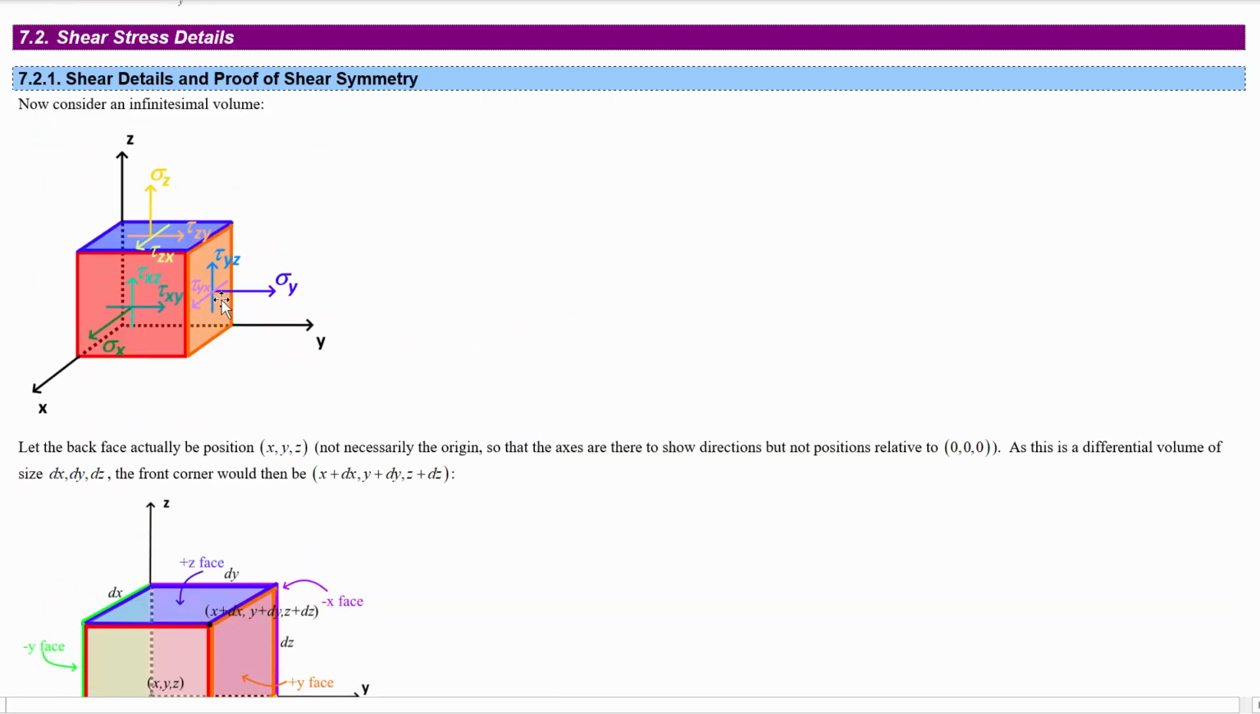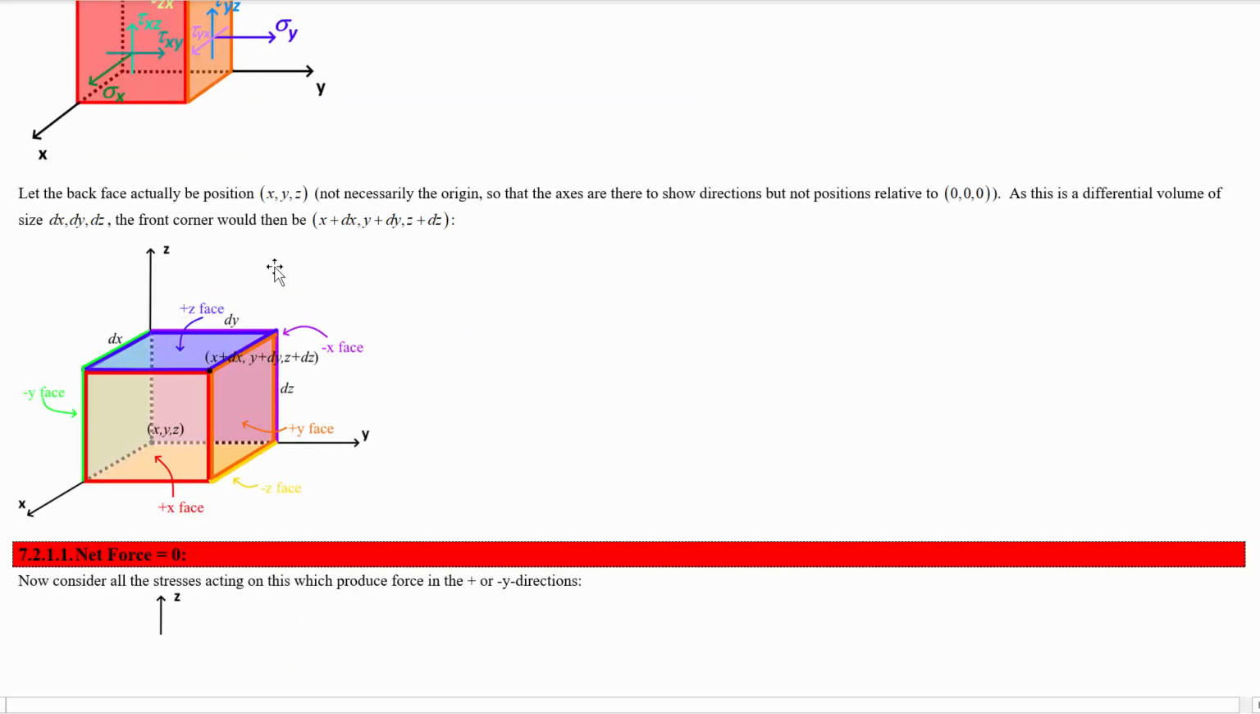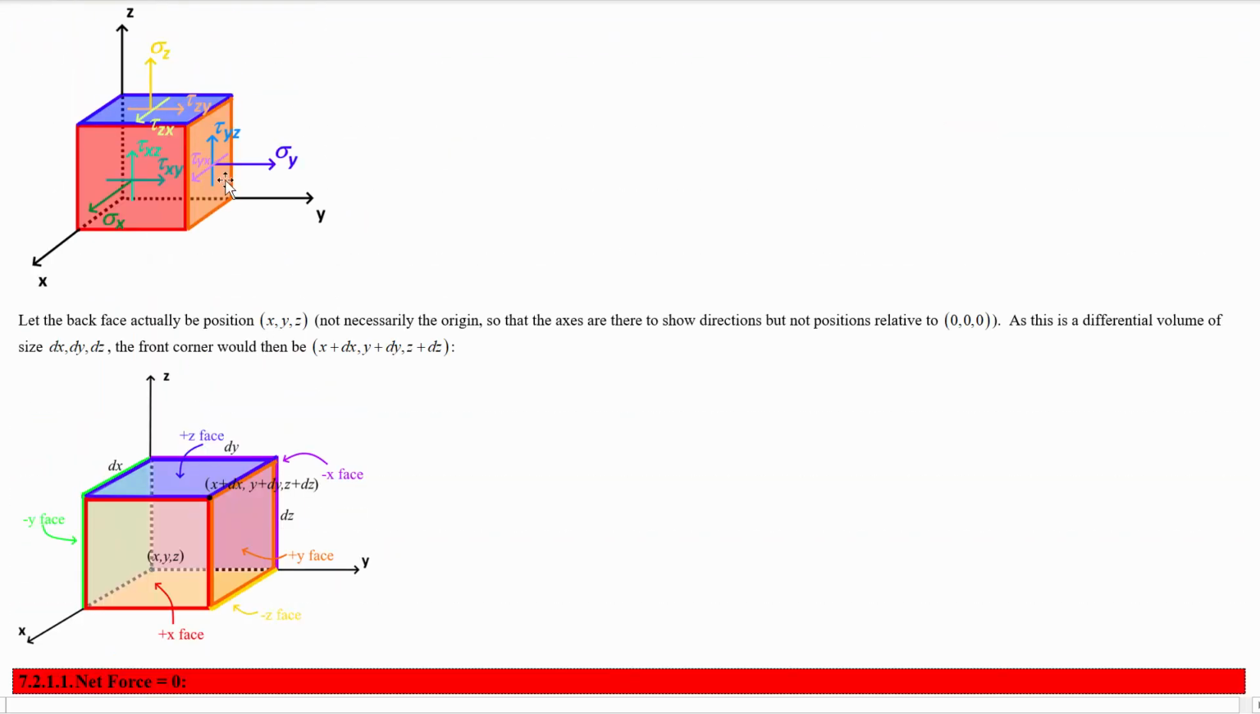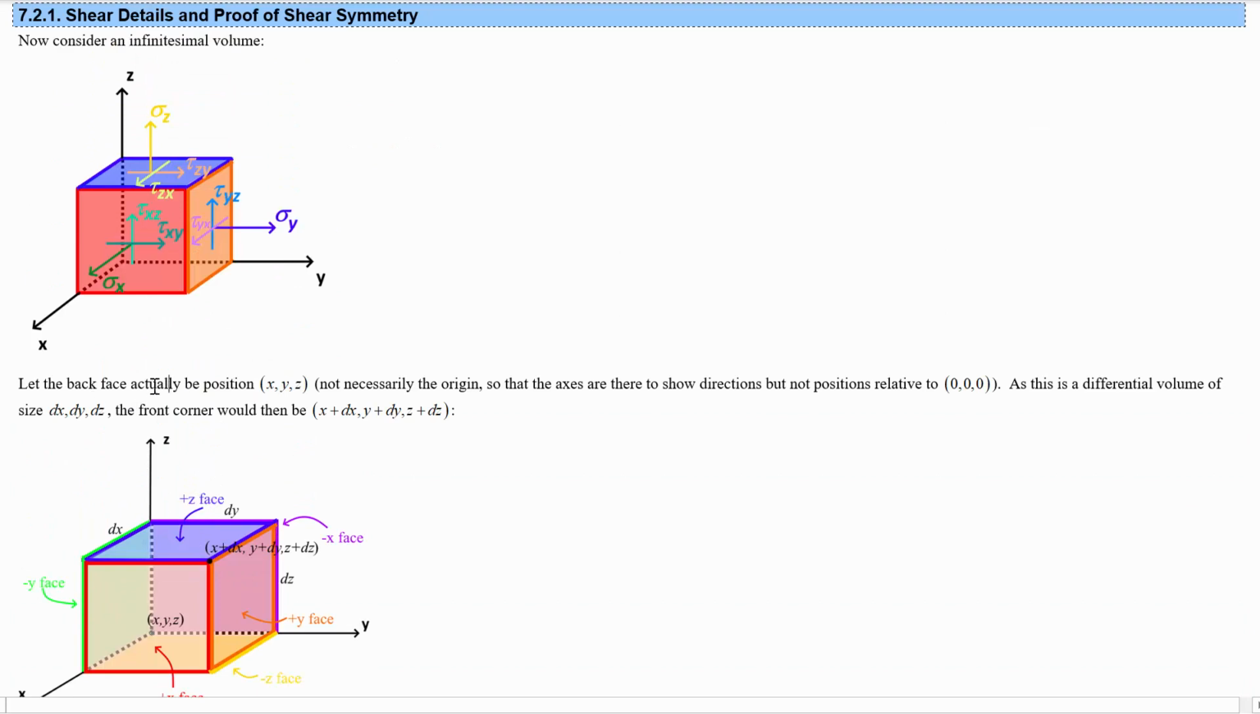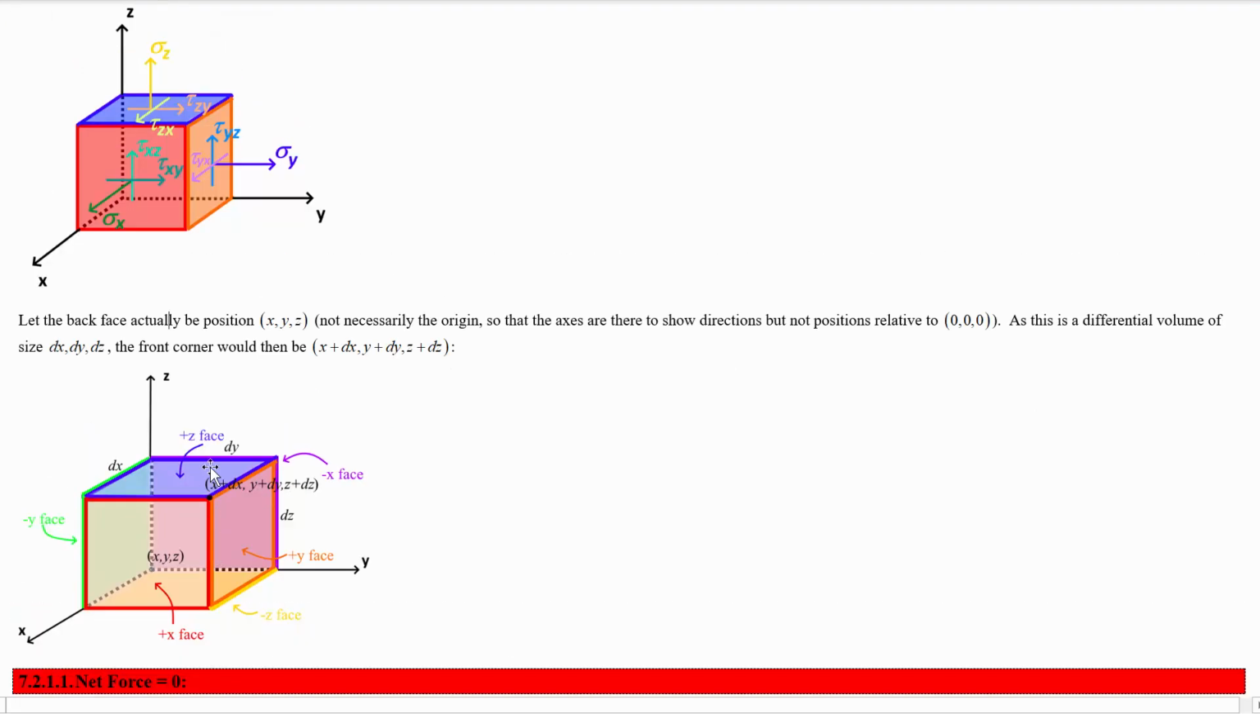So tau y in the x direction would be the one on this surface in this light purple color, and sigma y is on the y face in the y direction, etc. Okay, so let's let the back face actually be position x, y, z rather than necessarily the origin, and then the top right corner here would be x plus dx, y plus dy, and z plus dz. So that's the coordinates of this face.